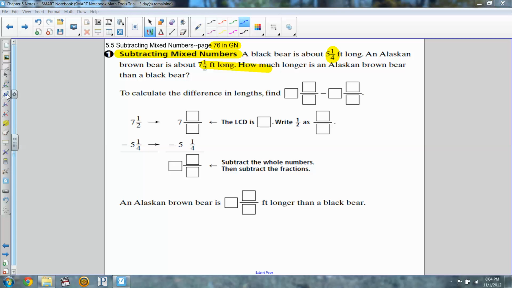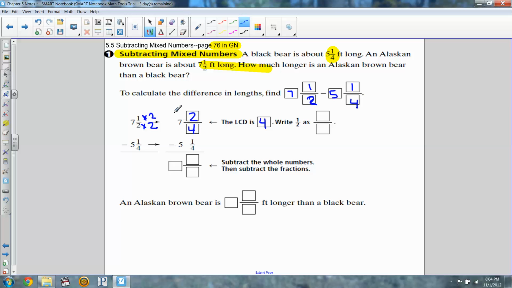So to find the answer to this problem, I'm going to take 7 1/2 and subtract 5 1/4. Sorry, computer difficulties here. First thing I need to do, just like any other time we've been adding and subtracting, is find our least common denominator. Least common denominator is going to be 4. So I'm going to write 1/2. To get to 4, I've got to multiply my denominator by 2, so I've got to do the same thing to my numerator. So I'm going to end up with 2/4.